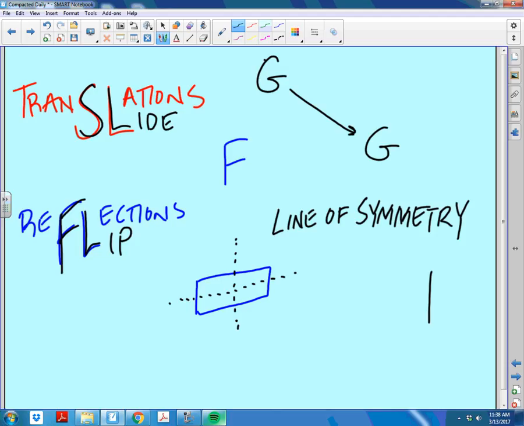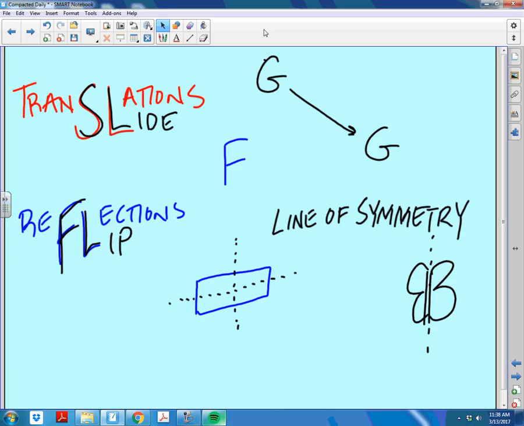Okay? So letter B. That is a reflection, theoretically, if I could draw better, of the letter B, because it does mirror itself across a line of symmetry. Okay? So a translation is a slide, and the rules are it cannot change its size and it cannot change its orientation. And a reflection is a flip across a line of symmetry. Any questions on that? Okay.